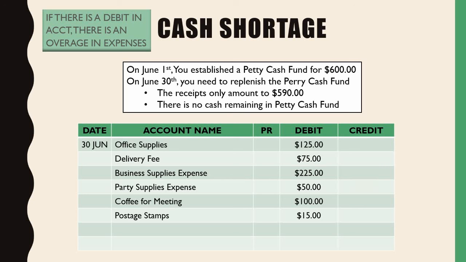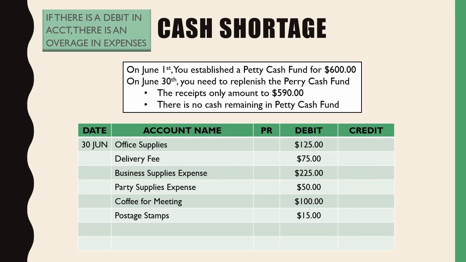So if you have a total of receipts of $590 and you don't have any more cash in the petty cash drawer, right? This is a cash shortage because you're supposed to have a total of $600 in the petty cash drawer at all times. Okay? Including the money that you spent in there, right? You're supposed to have a total of the receipts equaling up $600. In this case, I don't.